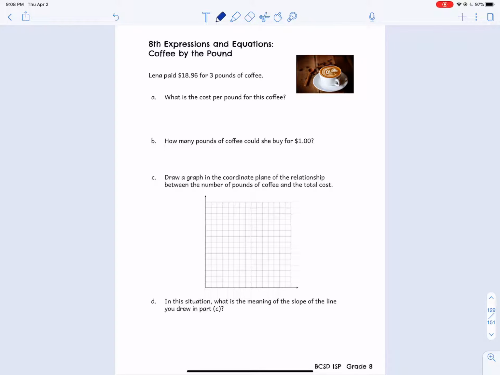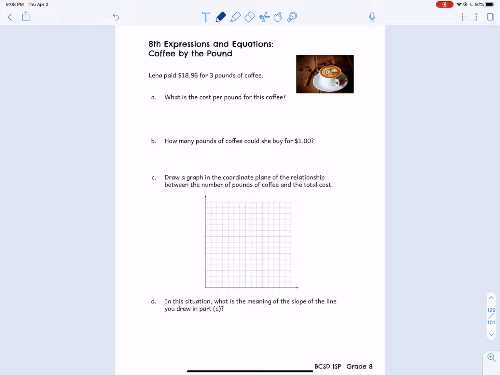Okay, this is day 9 of the distance learning packet math section, and we're starting off with a task about coffee, and that's 8th grade expressions and equations. All right, so we have some information about this coffee. It is $18.96 for 3 pounds, and then we have some questions to answer. That's all we have. So A is, what is the cost per pound?